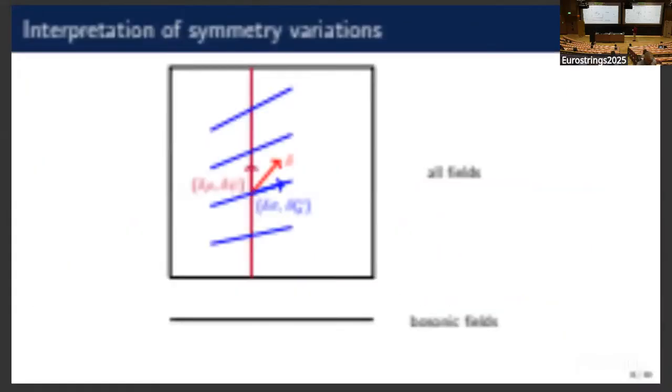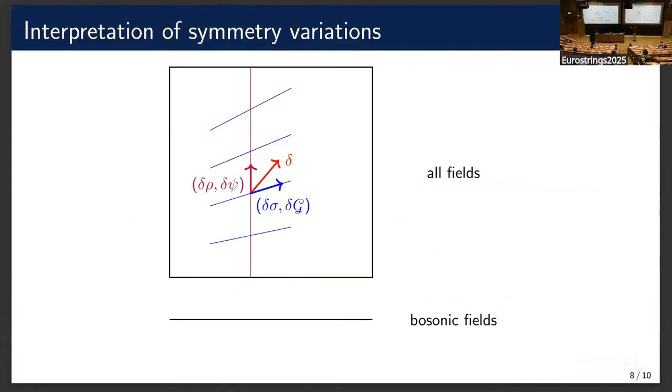So the picture to have in mind is this one. The square is the whole total space, the space of all fields. This diagonal red arrow, the delta, is simply a symmetry, let's say supersymmetry or generalized diffeomorphism. Symmetries are vector fields on the field space, so this is the red arrow. But now, using the connection, you can split this into a vertical and horizontal part, and that's precisely the meaning of these symbols in this geometric approach.